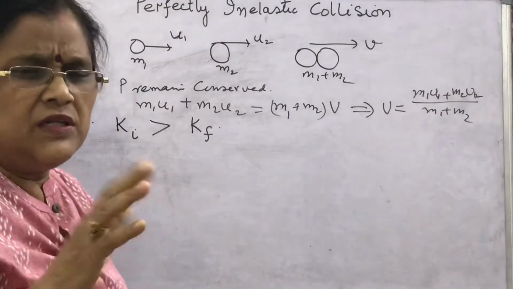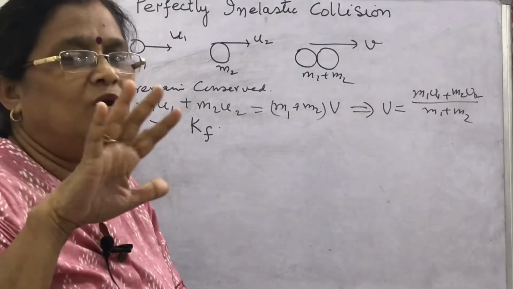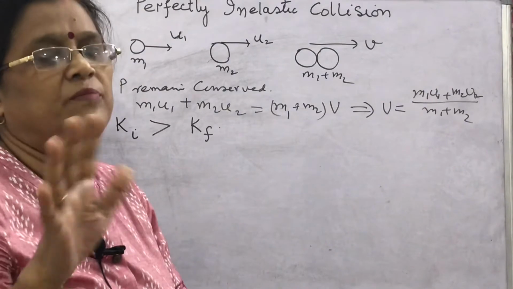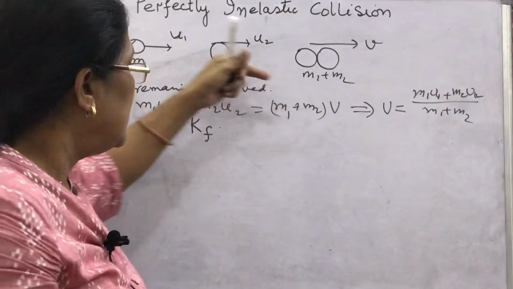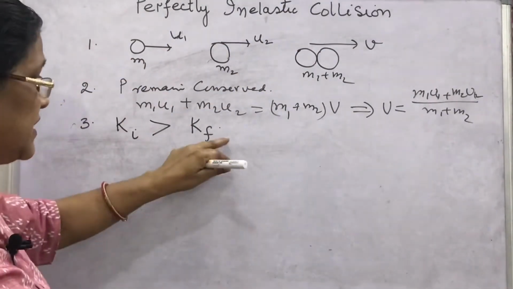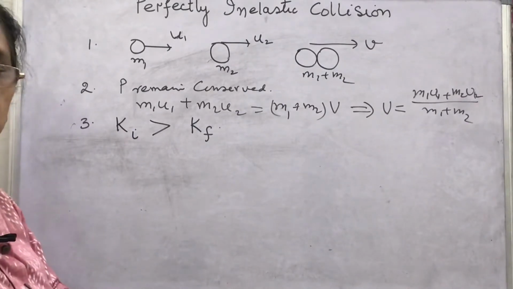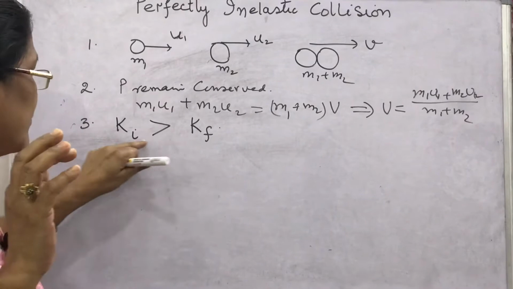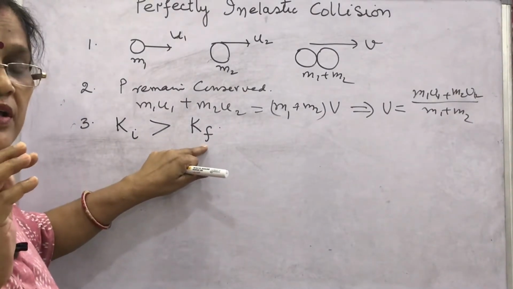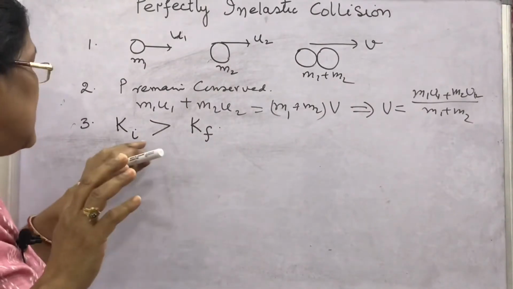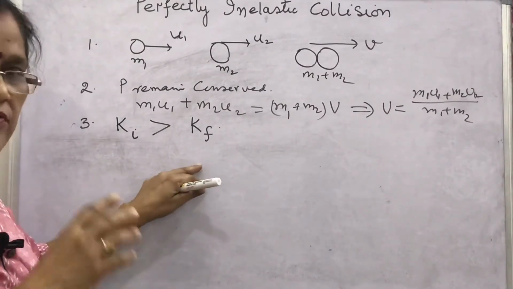Normally in all collisions, some of the energy is always lost. So no collision is perfectly elastic or perfectly inelastic. But here we are discussing perfectly inelastic collisions, so all these three characteristics hold 100%. If you have to prove kinetic energy initial is greater than kinetic energy final, then you will show that the difference of energy is a positive quantity. How will you show? I will tell you.